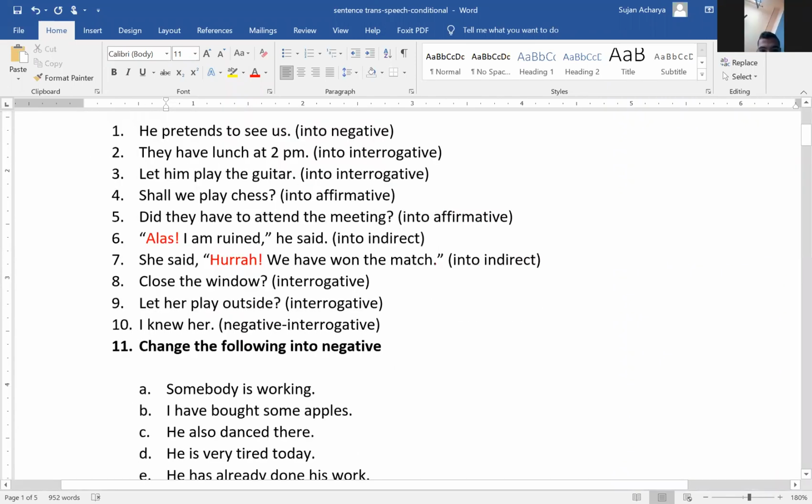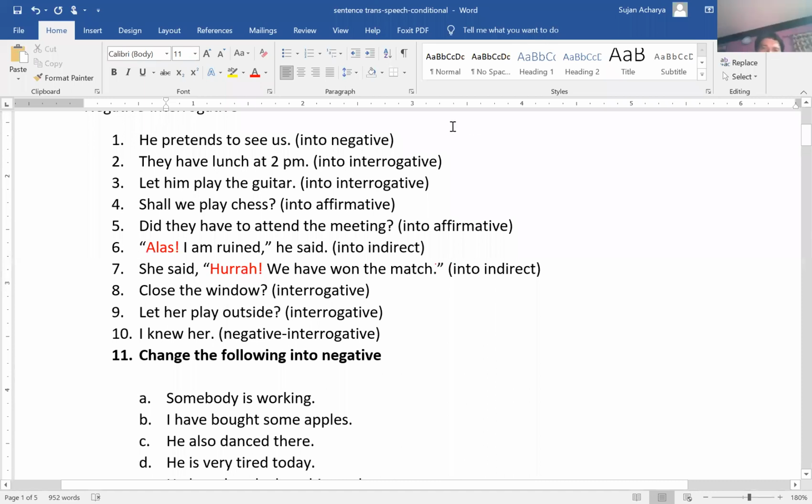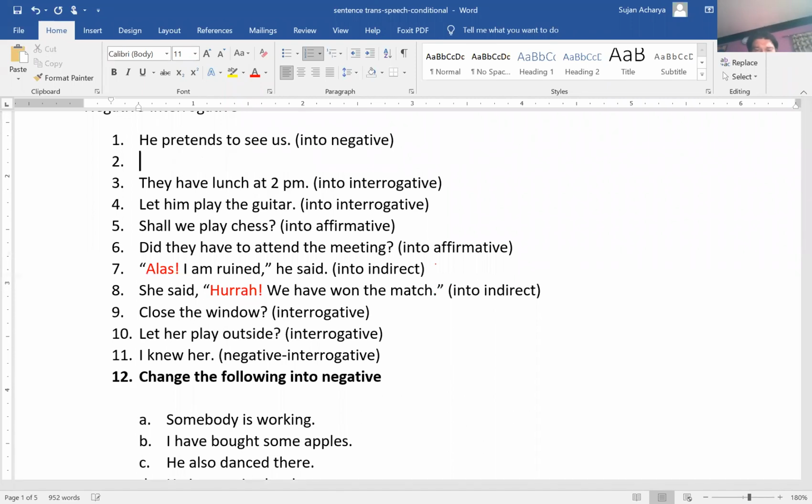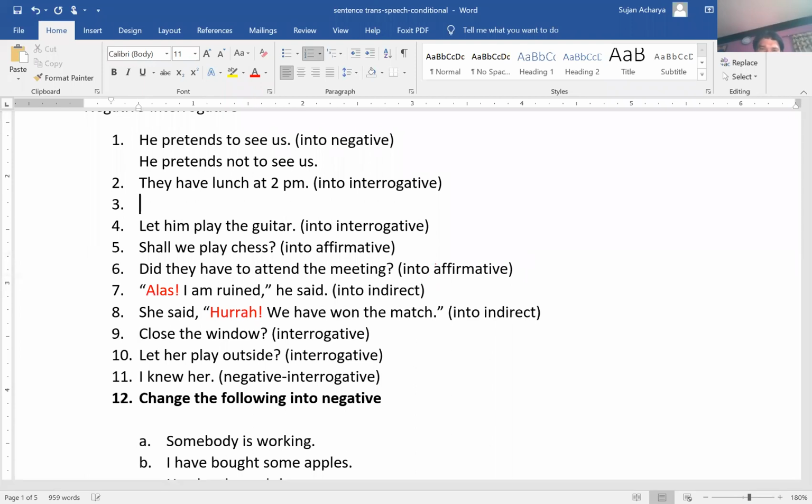Now let's begin from number 1. He pretends to see us. Negative: He pretends not to see us. They have lunch at 2, into interrogative: Do they have lunch at 2 p.m.?